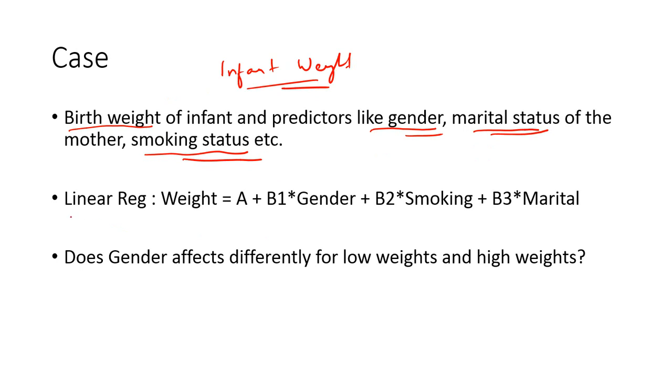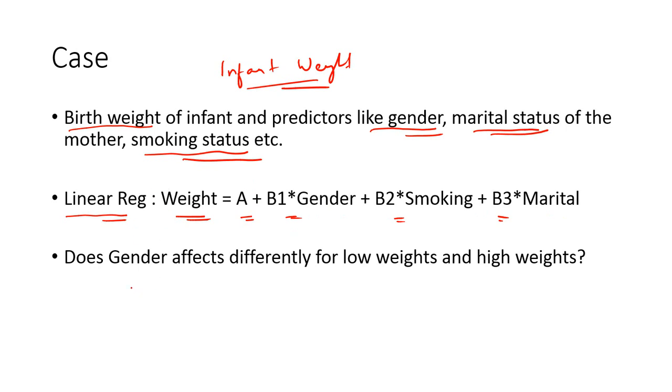In order to model that relationship, we use a linear regression. So the linear regression looks like this. Weight is a function of gender, smoking, and marital status, and we have the slope coefficients as well as the intercept. So that's a linear regression model, right? Well, can this model explain certain aspects of this relationship?